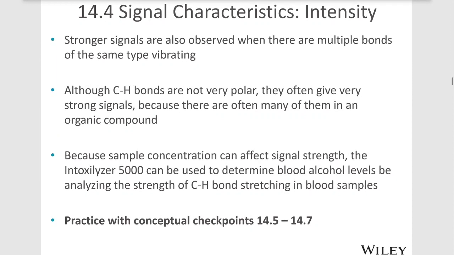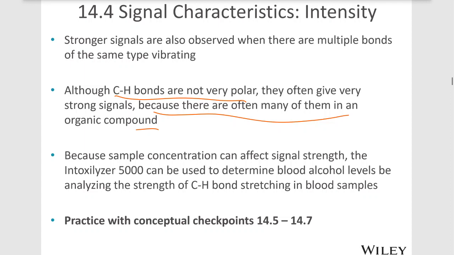Also, intensity can be affected by concentration or by having multiple bonds of the same type vibrating. So if we have a whole lot of sp3 hybridized CHs, you're going to have a stronger signal just below 3000, versus if you only have a few of that type of bond, then you'll have a weaker signal. So even though CH bonds are not very polar, you can usually get a very strong signal just below 3000 because there are often many of them in an organic compound.